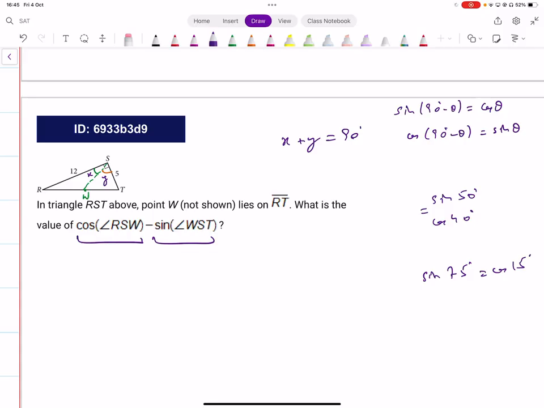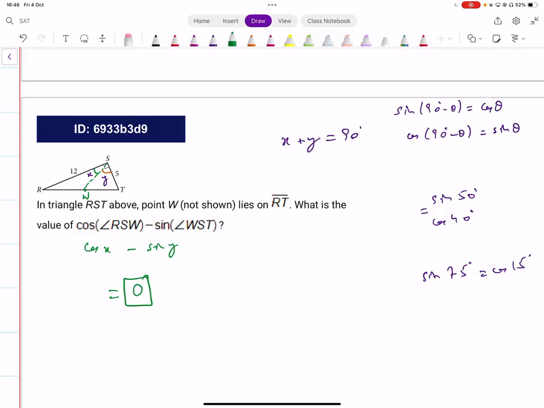Now, these are two angles that add up to 90. You're finding cos of one, subtracting from that sine of the other. These are supposed to be equal. So the result has to be 0. This difference is 0. Is that okay?